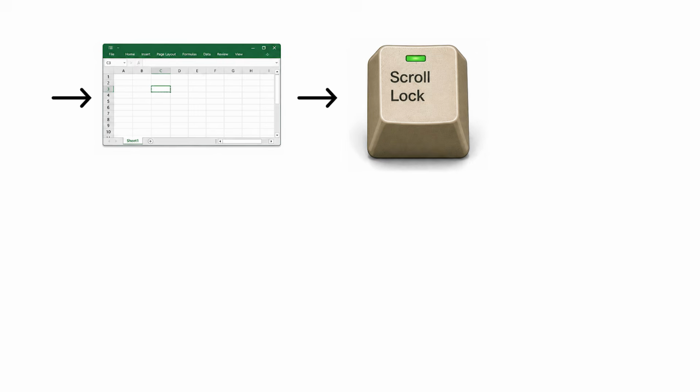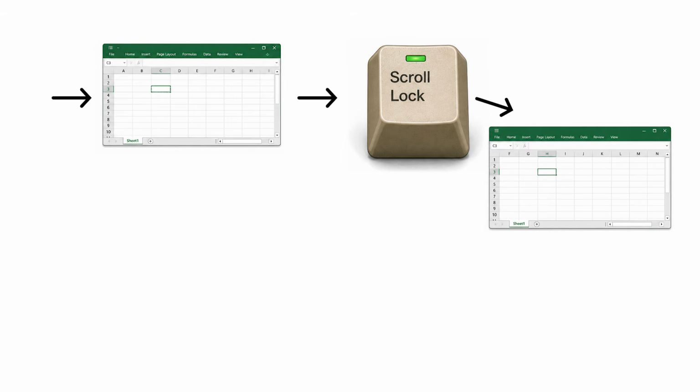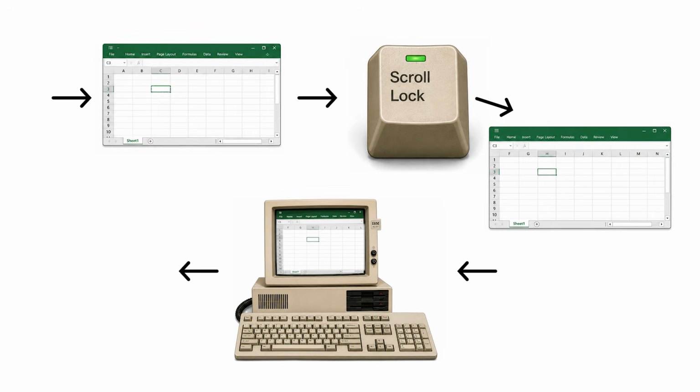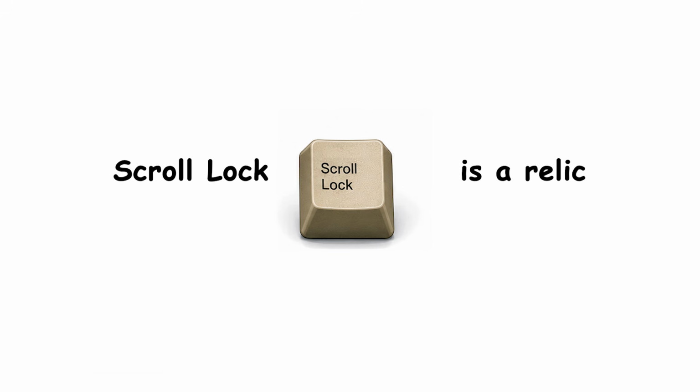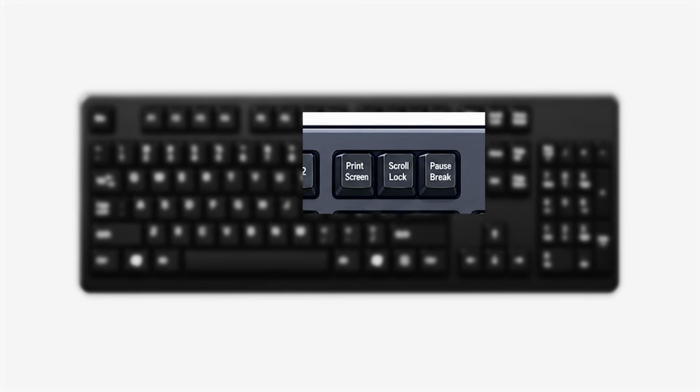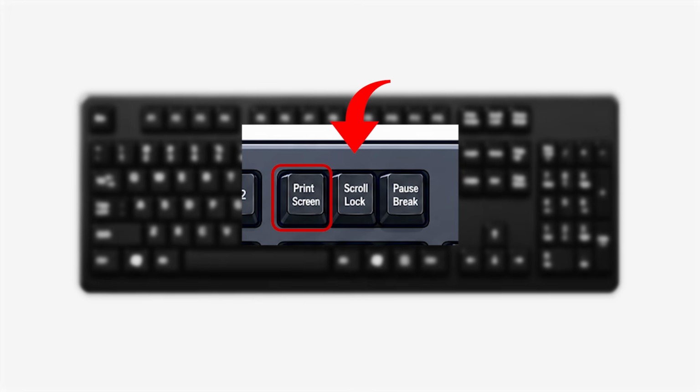In Excel, scroll lock lets you scroll around the spreadsheet without changing which cell you have selected. Your arrow keys move the view, not the cursor. Actually useful, but most keyboards don't even have an indicator light anymore. So when you press it, you have no idea if it's on or off. Scroll lock is a relic, a key that solved a problem nobody has anymore. It sits on your keyboard out of pure tradition. You'll probably never use it.